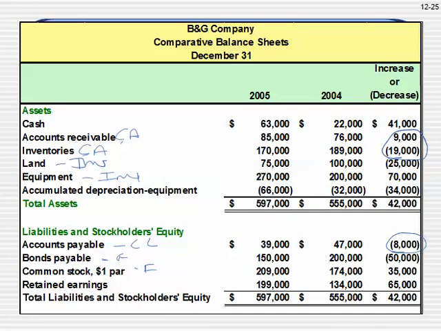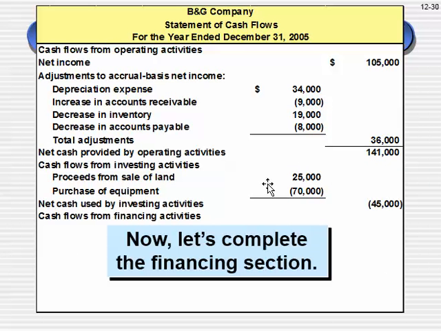So let's see. That's exactly what we've got here. So proceeds from sale of land, $25,000. Purchase of equipment is a negative. Net cash used by investing activities is negative. We had more outflows than inflows. And then we have our financing activities section that we need to look at next.